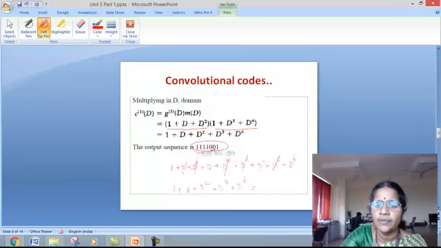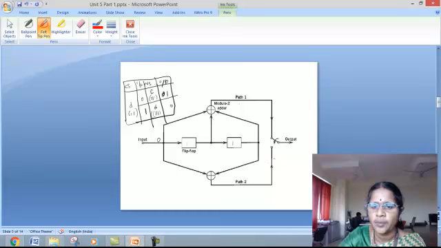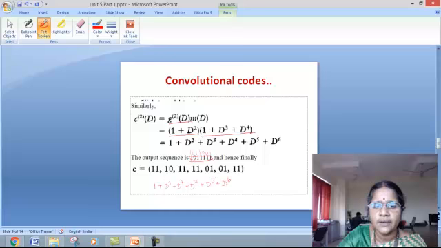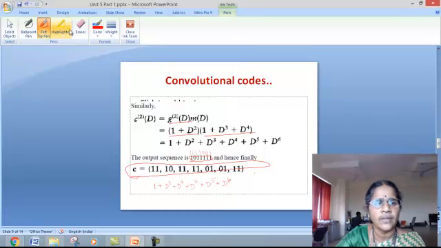And now at the output end, we have the multiplexer. Here there is a multiplexer. So you multiplex the coded bits generated from the upper path and lower path one by one. And so here is written the bits from the upper path, and here are the encoded bits from the lower path. And thereby the encoded output is 1 1, then 1 0, 1 1, then 1 1, 0 1, 0 1, and 1 1. So this is the encoder output generated by means of this polynomial method.